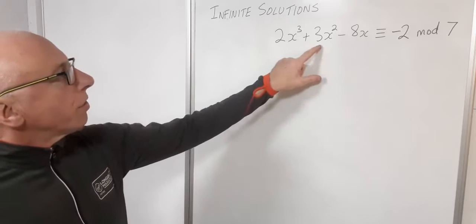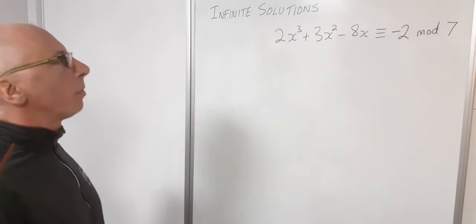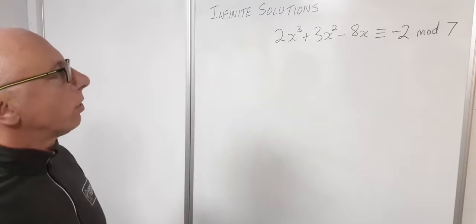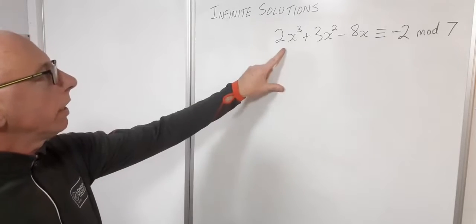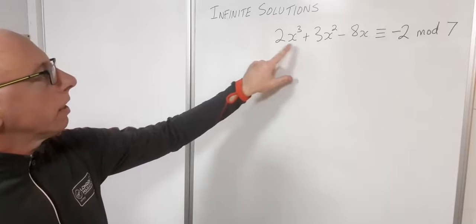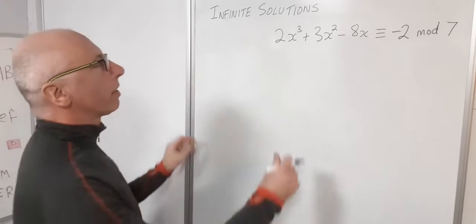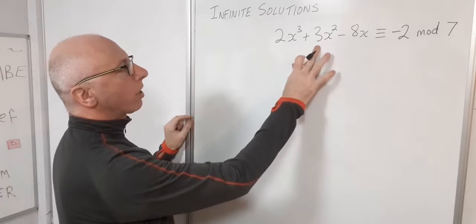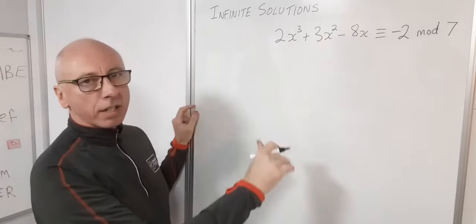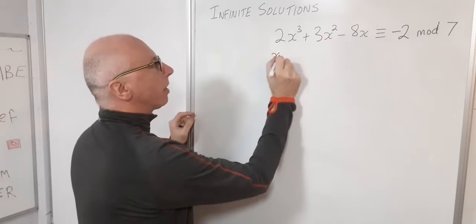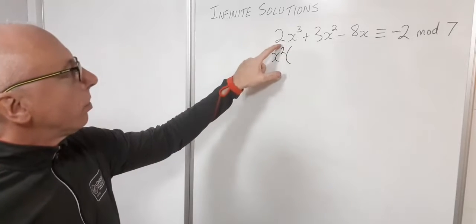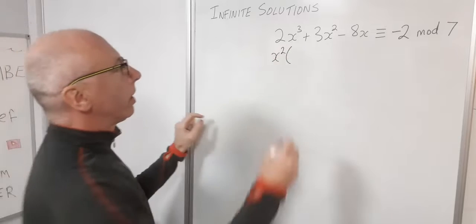We've got a 2, a 3 and an 8, so there's nothing in common there. These are all not working for me at all. So what about if I just factor the first bit? Let's just see where that can take us. So I've got x cubed, x squared, 2 and 3 are co-prime, so I can just take the x squared out. Let's try that. So now I've got x squared and then 2x plus 3.